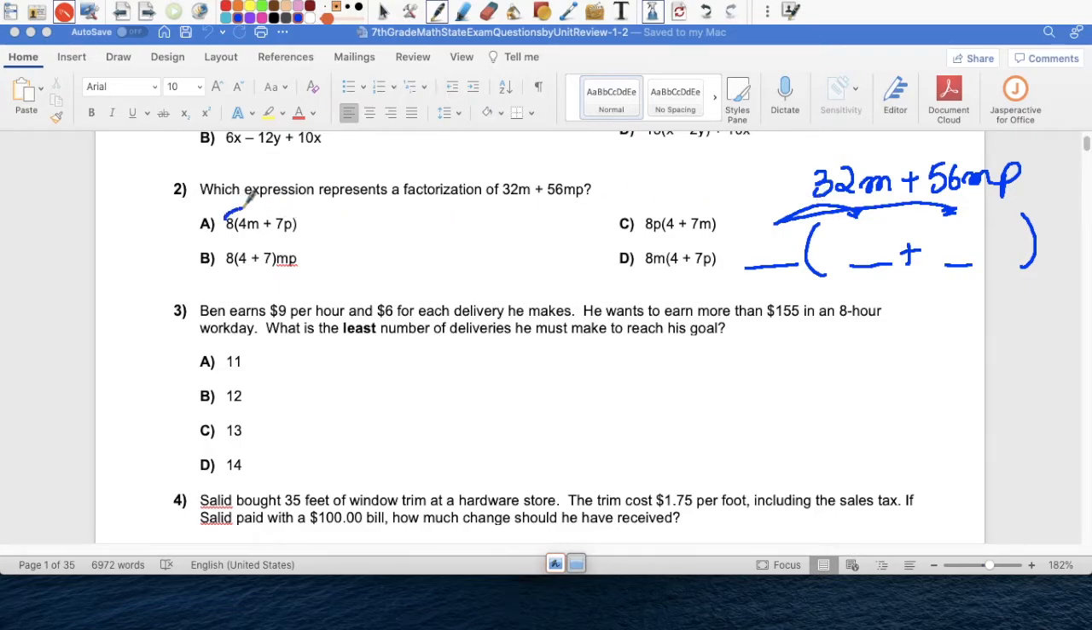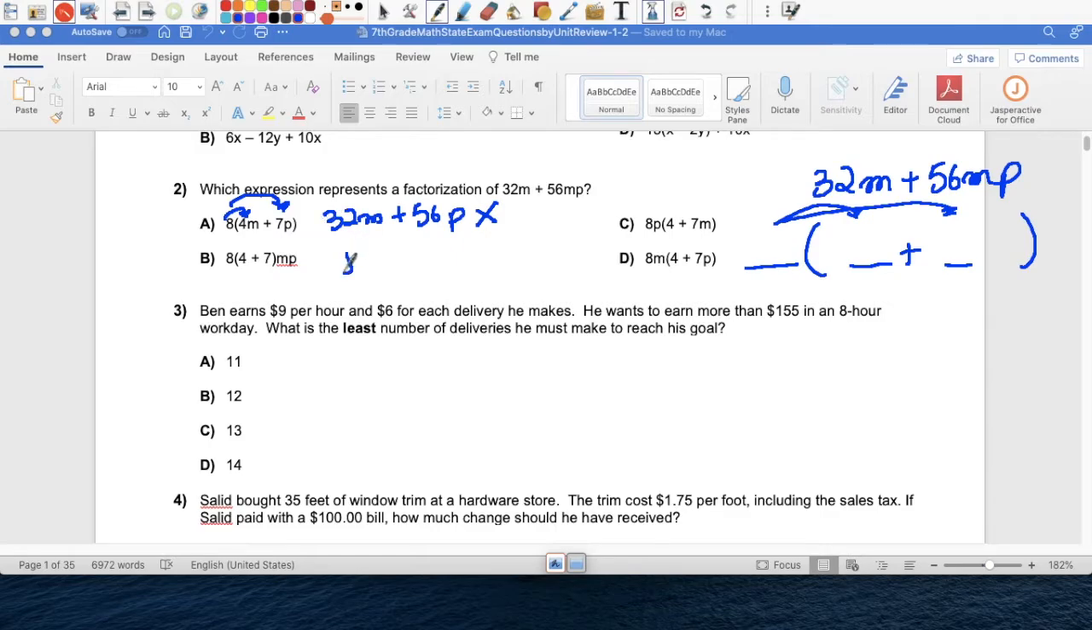If I multiply 8 times 4m, I get 32m. And then 8 times 7p, I get 56p. Is that the same thing as that? No, so that's not it. This says 8m. Why would they do this? 8 times 4, and then they have the mp in the back.